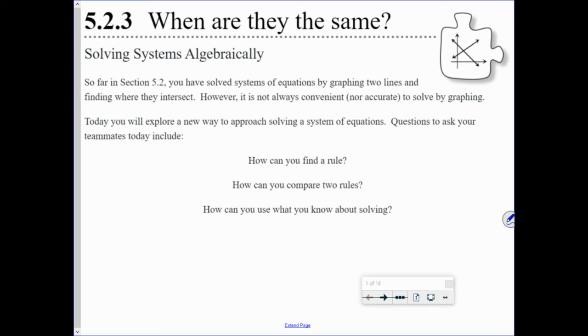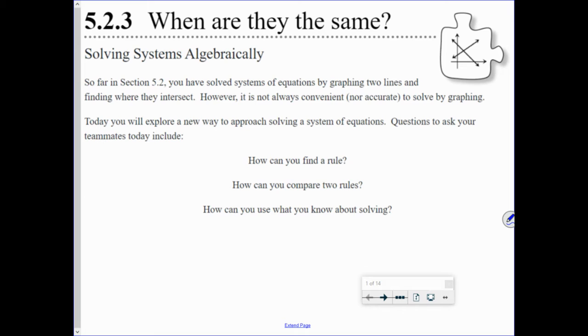Solving systems algebraically means using algebra methods that you've learned to solve equations. So far in section 5.2, you have solved systems of equations by graphing two lines and finding where they intersect, which is called, of course, the point of intersection. However, it is not always convenient nor accurate to solve by graphing. Today, you will explore a new way to approach solving a system of equations.